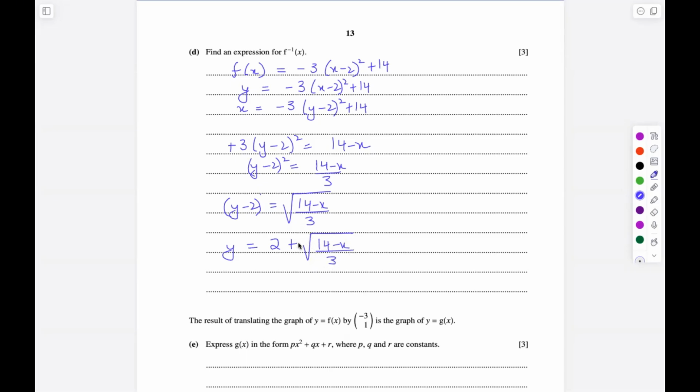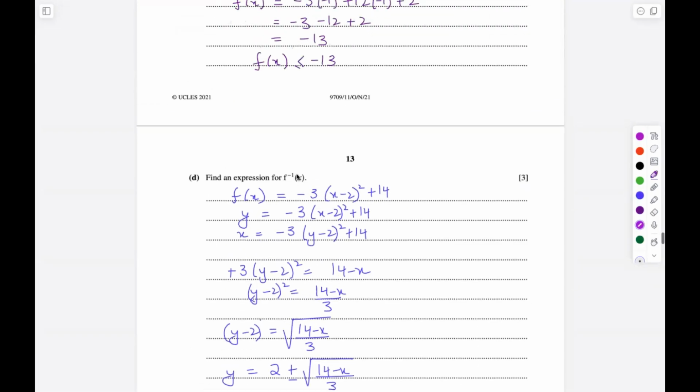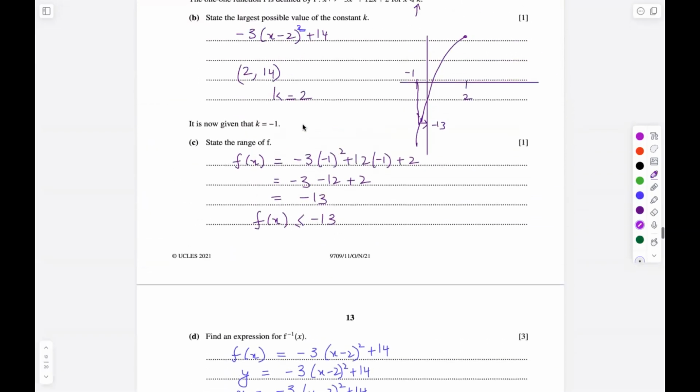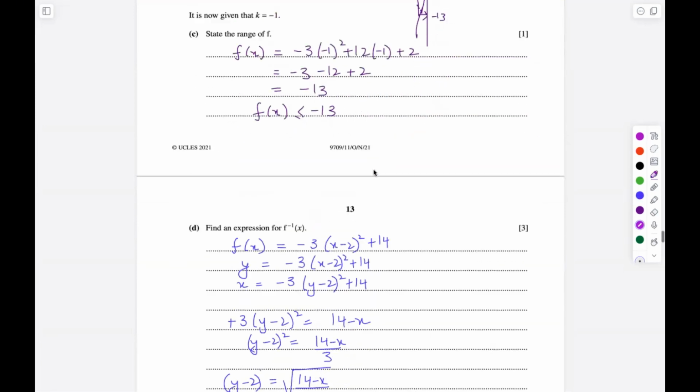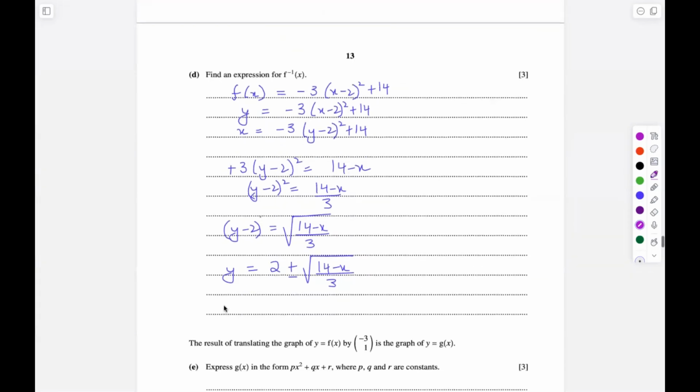As the square root sign has a plus and minus sign, we'll write y equals 2 plus minus square root of (14 minus x) upon 3. Now, from the previous expression, we know that the domain of f was x less than or equal to 2, which means that the range of f inverse has to be also less than or equal to 2. Now the expression for f inverse of x is 2 plus minus square root of (14 minus x) upon 3.